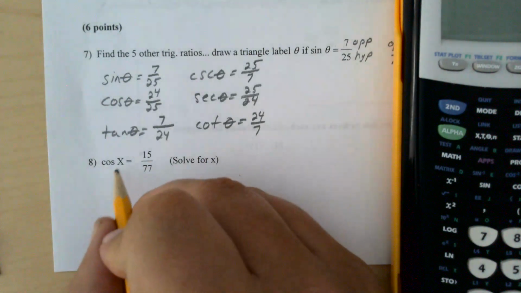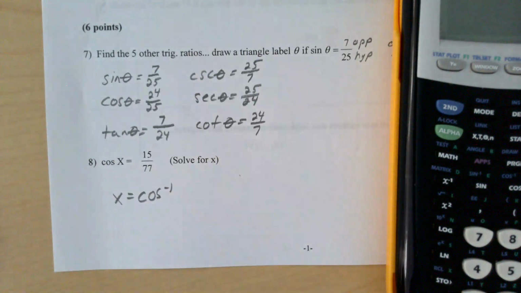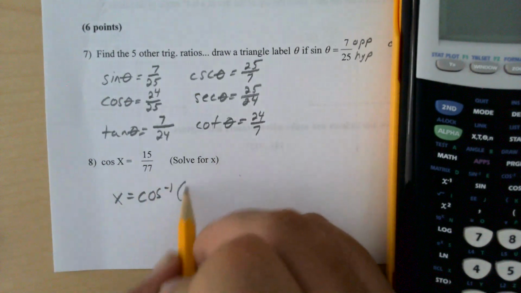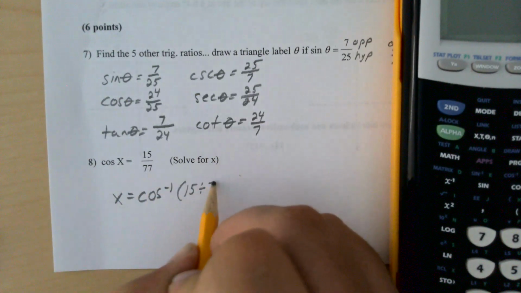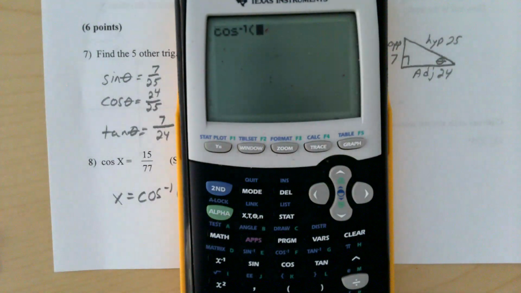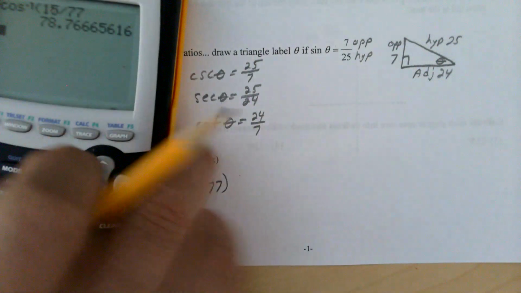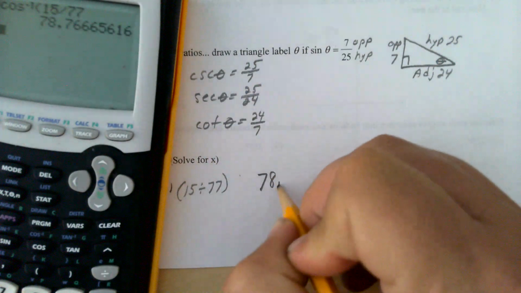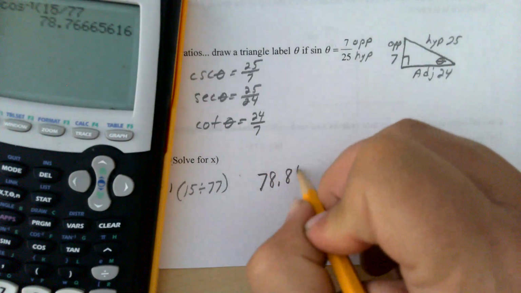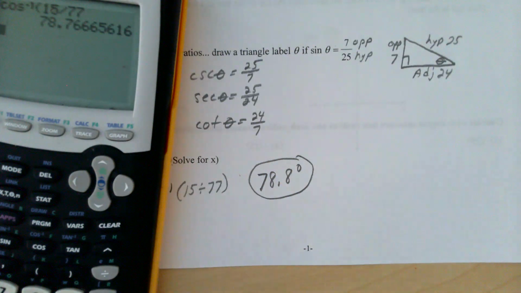Okay, so anytime we're finding an angle, we're going to hit second. So in this case, second cosine, that's what's going to appear in your calculator, and you simply type in the ratio. Okay, so when we do this, second cosine, there it is. My ratio is 15 over 77, and I get about, let's see, can you see that? It's about a 78.8 degree angle. Okay, hopefully that makes sense. Next page.